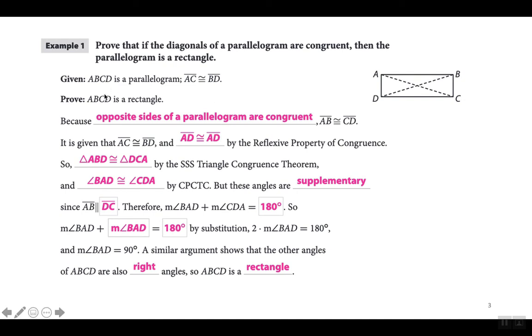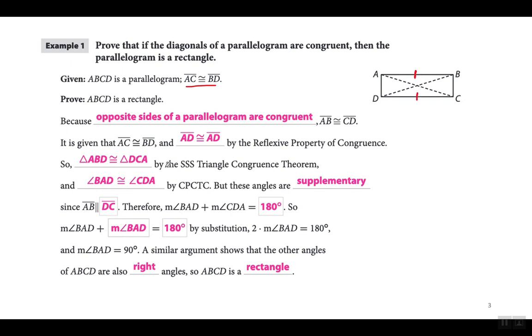All right, so given that ABCD is a parallelogram and AC is congruent to BD, so they're telling you right here that the diagonals are congruent. Prove that this is a rectangle. All right, so first step says because opposite sides of a parallelogram are congruent. All right, that's included in the definition of a parallelogram. Okay, so because opposite sides of a parallelogram are congruent, AB is congruent to segment CD.